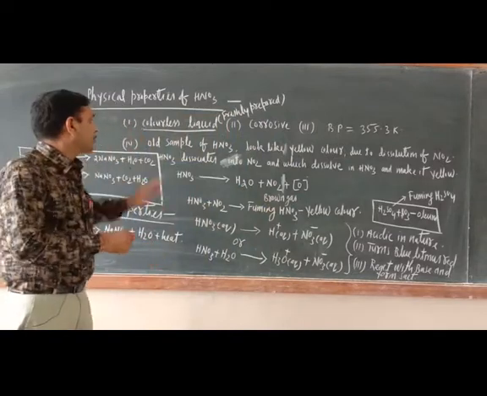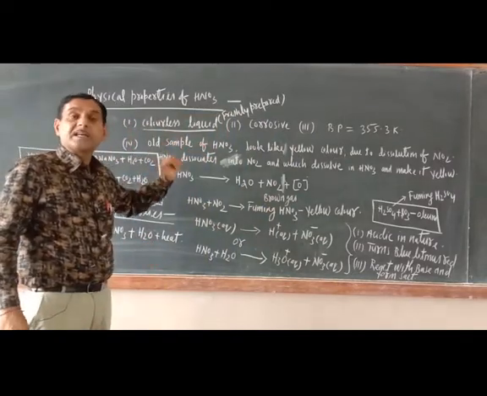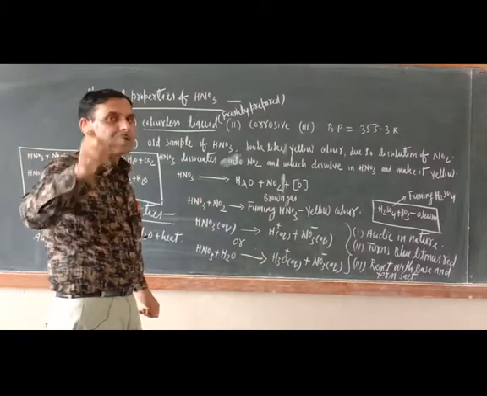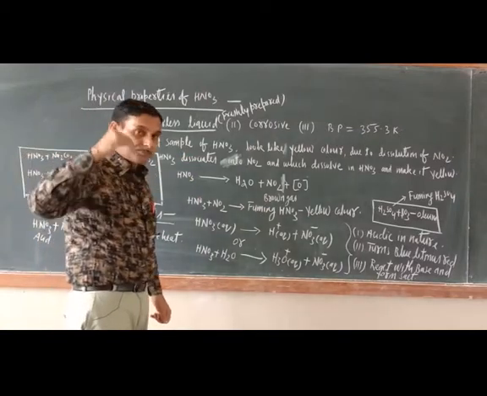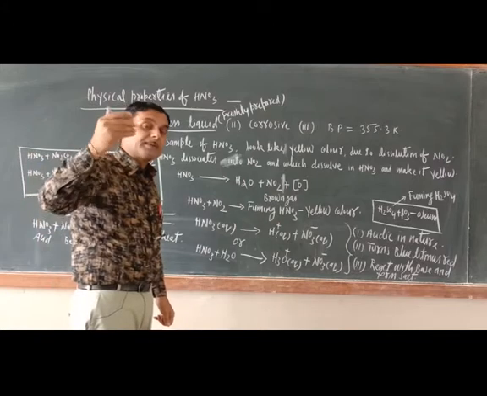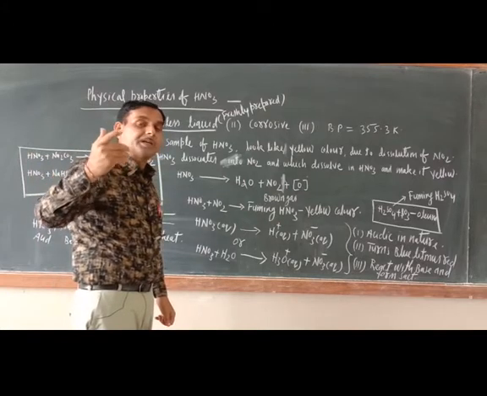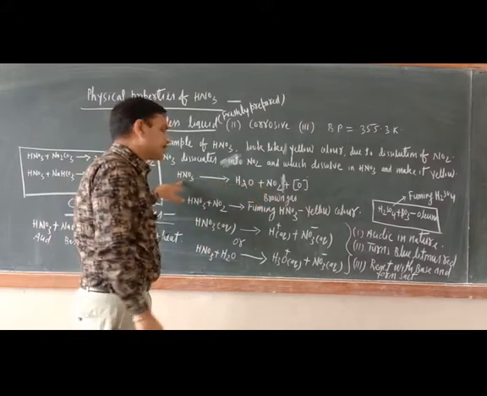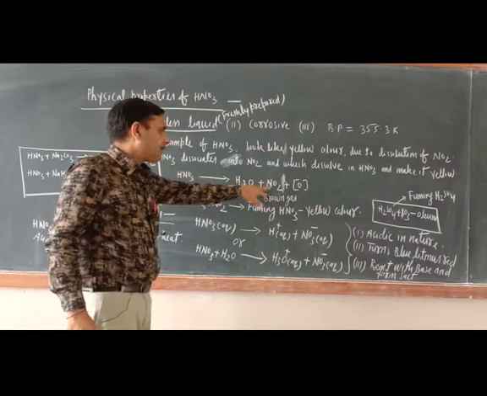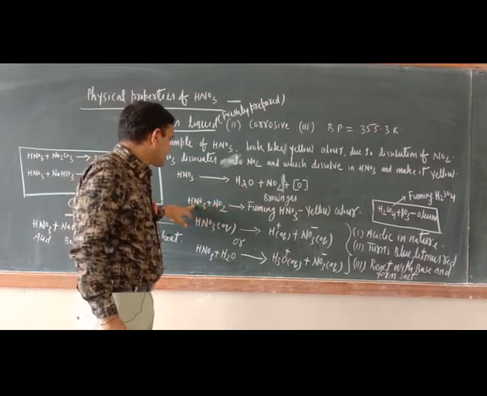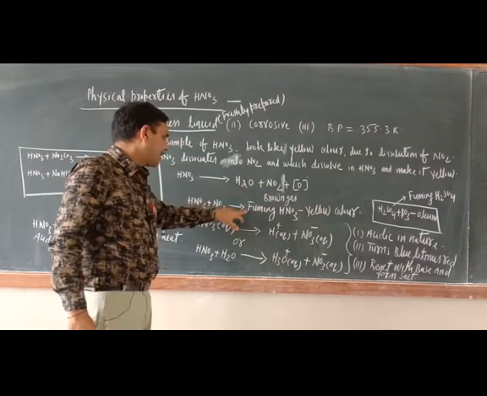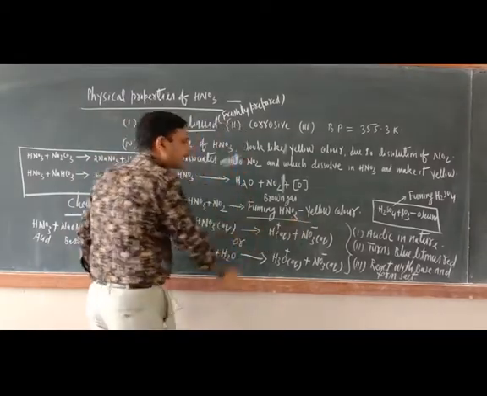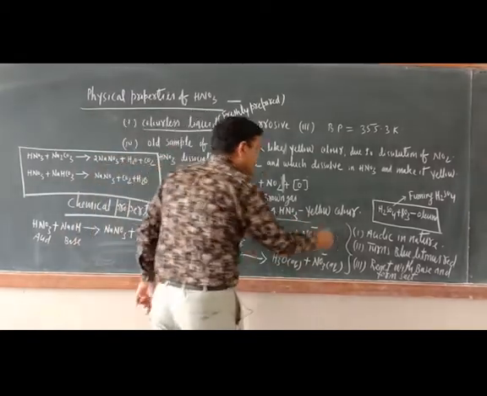So that is why I wrote here it is colorless when it is freshly prepared. But if you take its old sample, then what will be there? In due course of time, some amount of HNO3 will dissociate and form NO2 gas. Here the dissociation reaction is also written. This NO2 will dissolve in HNO3, and now this HNO3 will be called fuming HNO3, and its color is yellow.